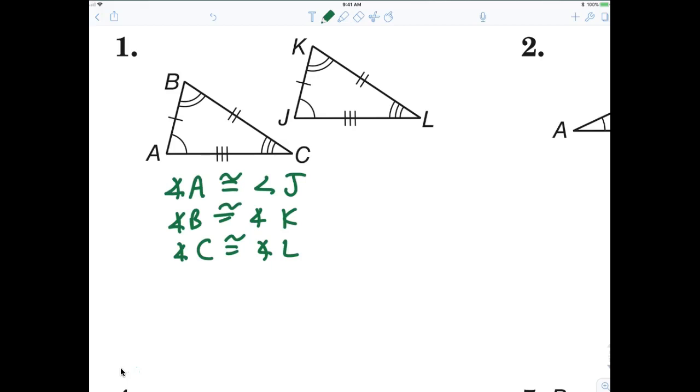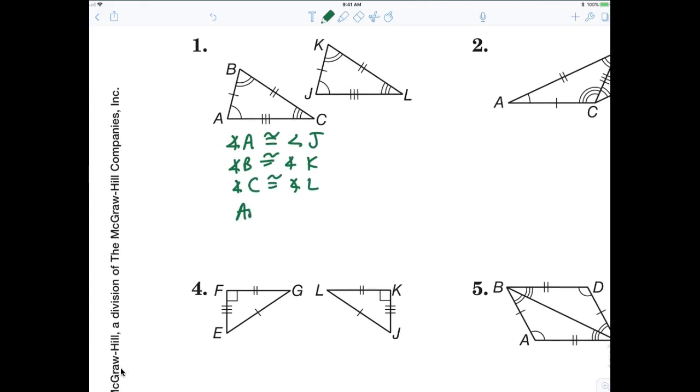Now I need to write the three what? I have to write the three sides. So now we would say AB is congruent to JK, and BC is congruent to KL, and AC is congruent to JL. All right. Now it's important that you say AC is congruent to JL, not AC is congruent to LJ. Everybody see that? All right. The order does matter. All right, the order does matter.